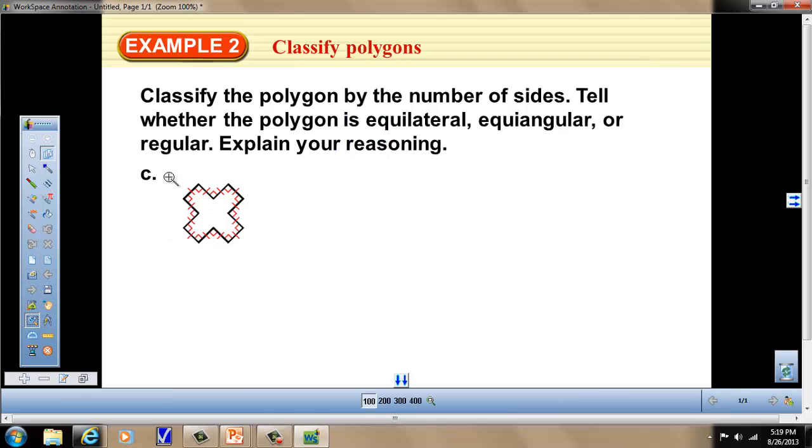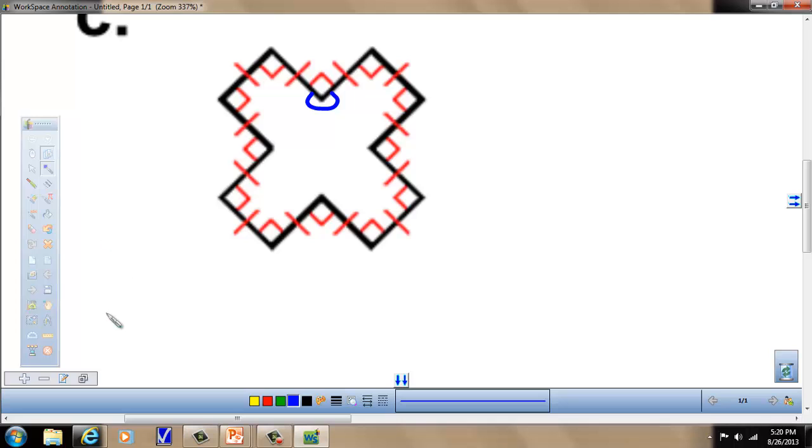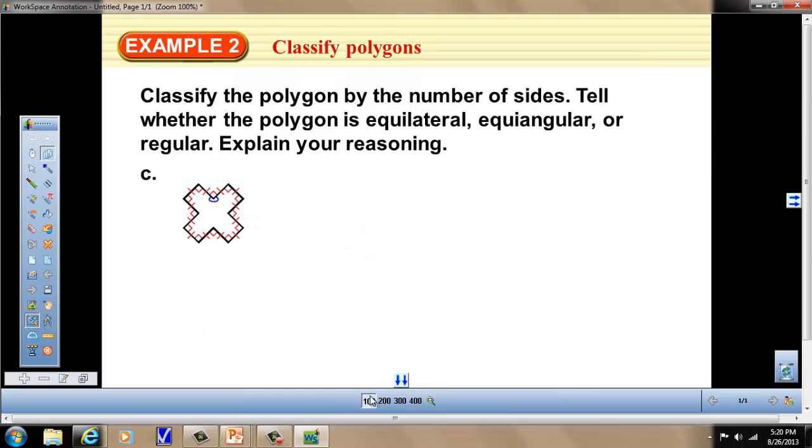But you have to be careful here because it looks like it's equiangular, but if we zoom in real close, I just want to show you something. These 2 angles are equal, but this angle right here, which is the interior angle, is not equal to these angles. So therefore, it's not equiangular. Also, another way of looking at this, if I zoom back out, this is a concave polygon.